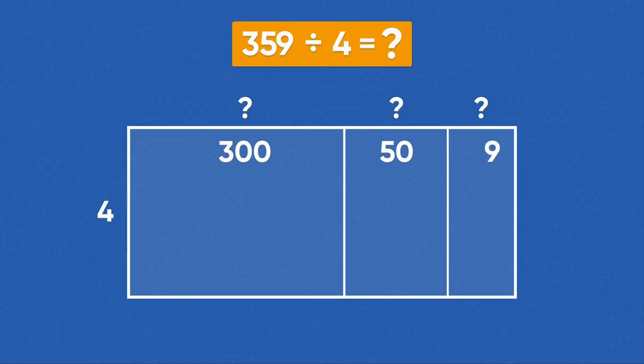Now let's solve one section at a time. First, 4 times what number is 300 or less? I know that 4 times 50 equals 200, so let's write the 50 on top of the box.